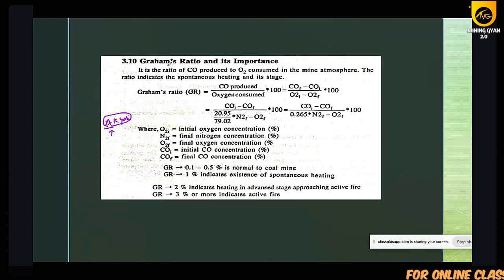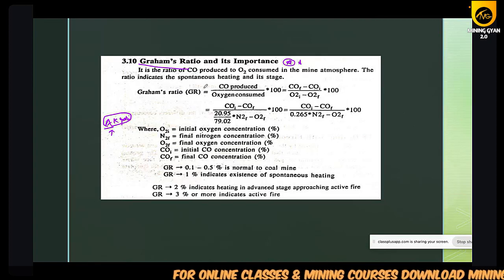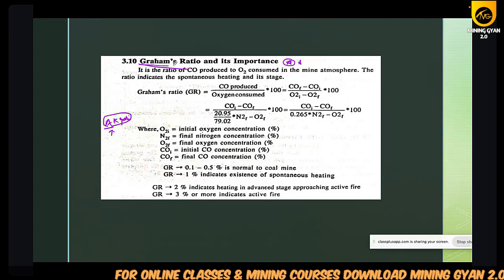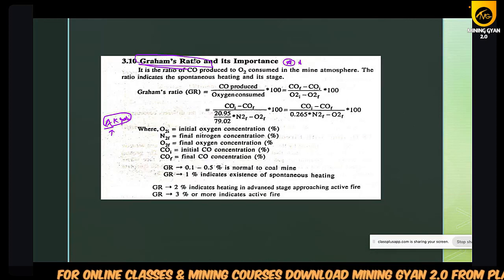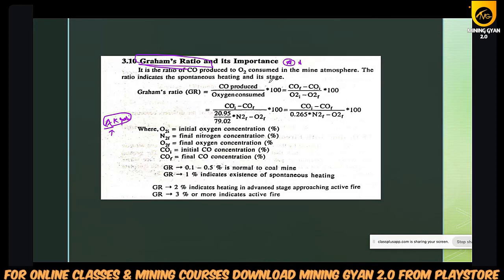So AK Gorai mentioned the Graham ratio. So I have seen a lot of questions on the Graham ratio in the various examinations. So please know what is the Graham ratio, definition also, formula also, and how to calculate the Graham ratio. So this information is very important for you. So Graham ratio is the ratio of the CO produced and O2 consumed. So this formula you should remember. Graham ratio will be CO produced divided by oxygen consumed.